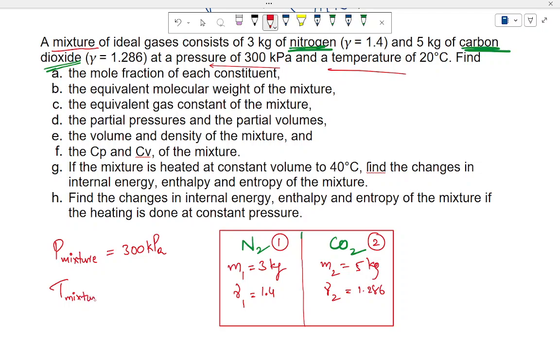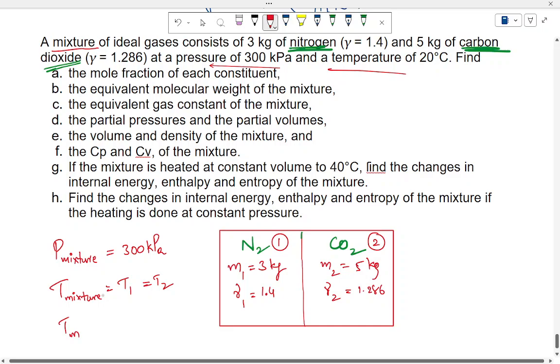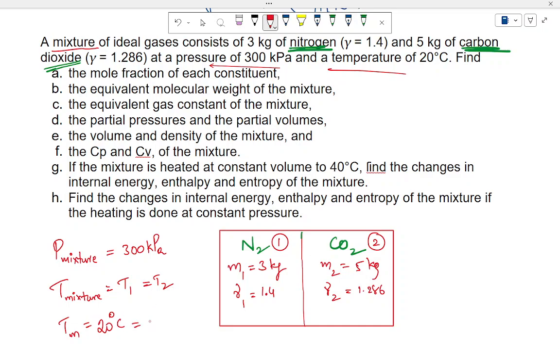Although it is a temperature of mixture, you can take it as T1 is equal to T2 here, and let me call this as Tm. That will be 20 degrees centigrade. You have to convert it into Kelvin appropriately whenever it comes. So 20 plus 273 Kelvin you have to substitute every time you make use of the temperature here. And let us go to the first part of the question now.